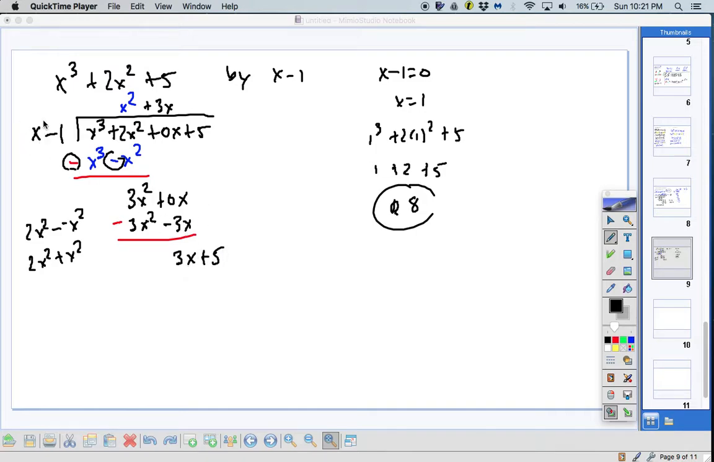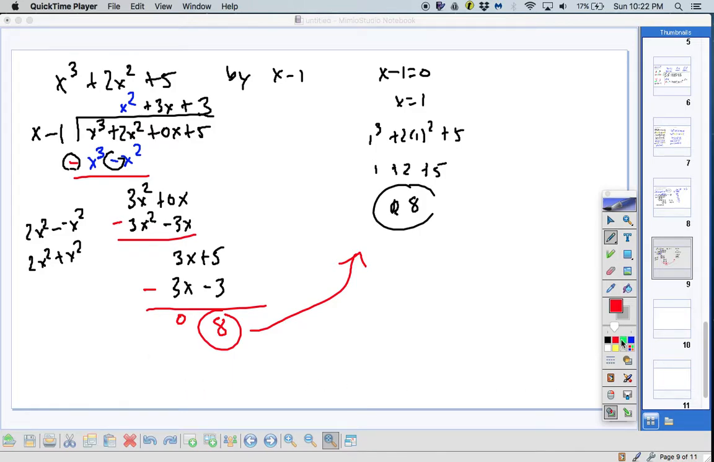And let's do it one more time. How many times does x go into 3x? Well, it goes in 3 times. So 3 times x is 3x. And 3 times negative 1 is negative 3. And one last time, we're going to subtract. 3x take away 3x is 0, which is good. 5 minus negative 3. Minus negative becomes a plus, so this is really 5 plus 3, which is 8. And we have a remainder of 8, which is what we said we were going to have from the remainder theorem. So we did this right.